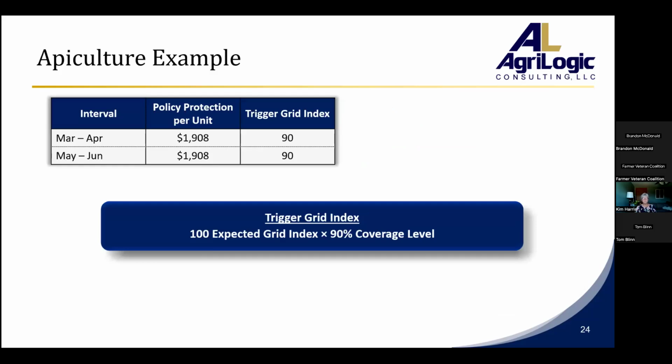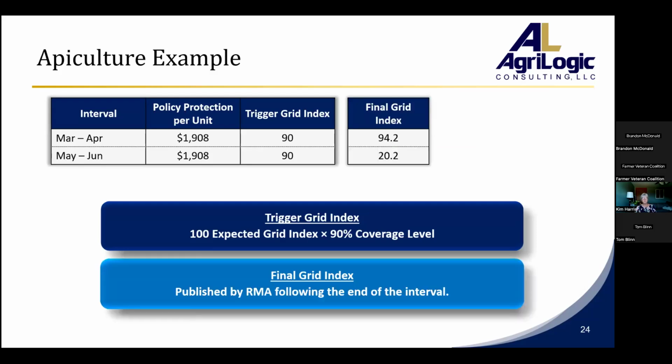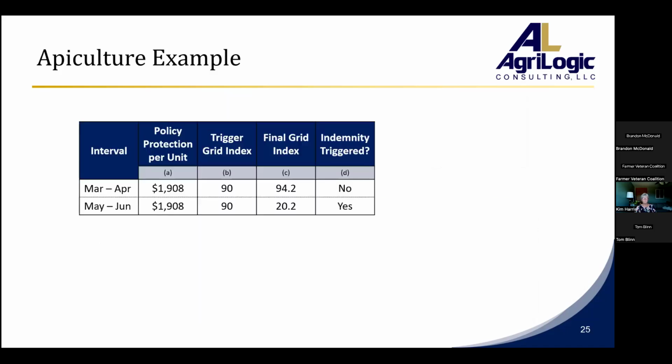So my trigger grid index is 90%, or 0.90. The final grid index that RMA published for these two index intervals was 94.2% for the first interval, and for May, June, it was 20%. So obviously we have a loss in the May, June timeframe because it was less than our trigger grid index of 90. Because again, 100 expected grid index times our 90% coverage level gives us a trigger of 90. The first interval was over our trigger, but the second one was below, so we're going to have an indemnity on that second one.